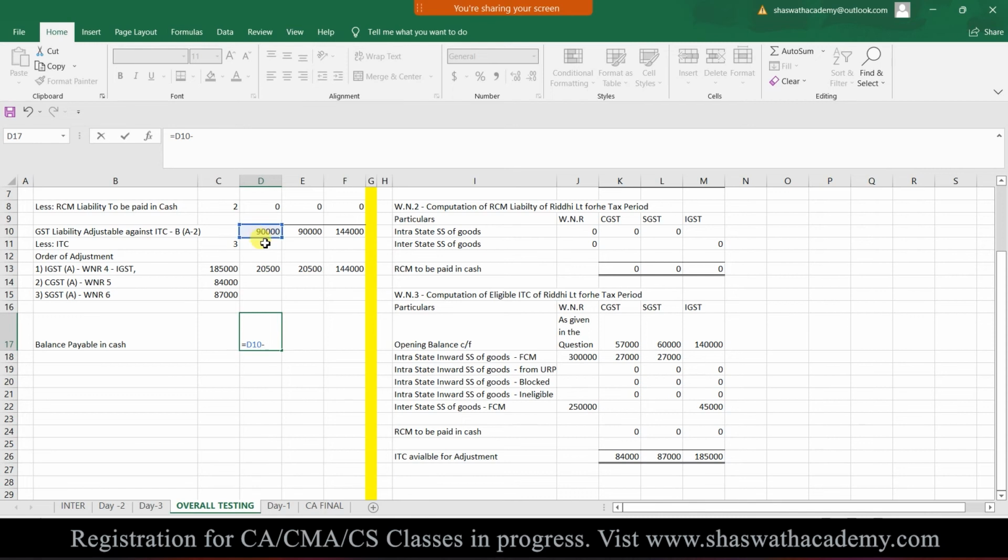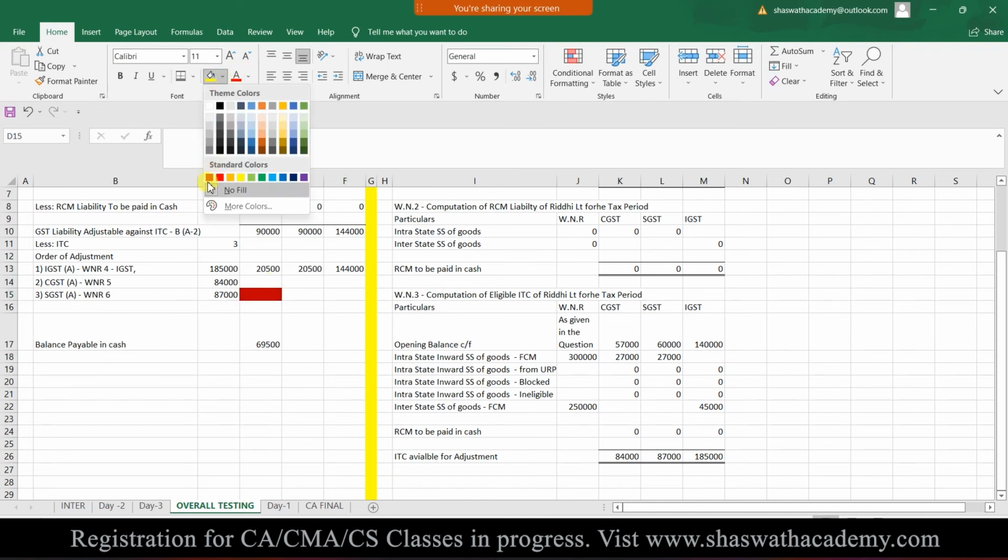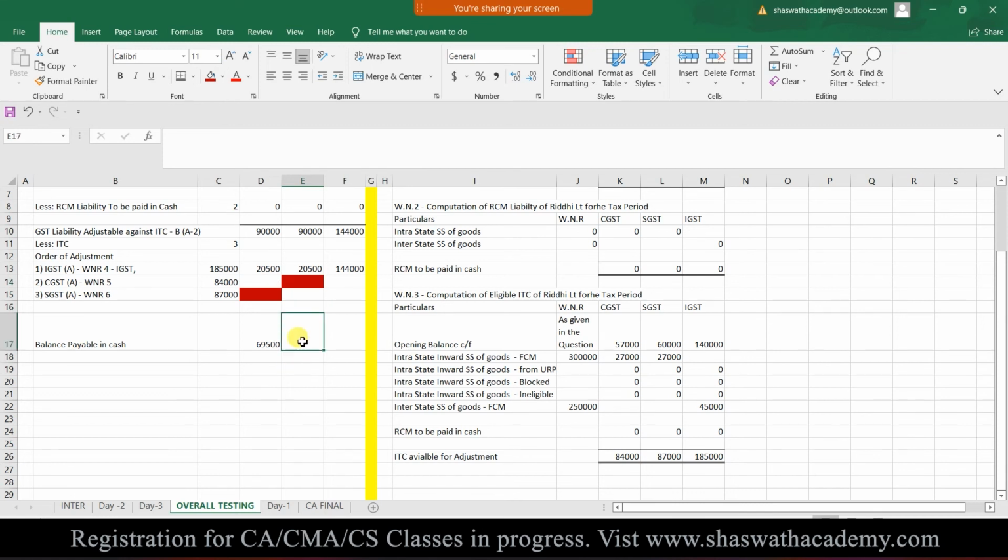This is my total liability, of which I'll reduce this. Of this I'll reduce this. Of course, CGST will not be allowed. So this is blocked forever. I cannot have CGST and SGST inter-utilization. So I'm blocking these two places. Barring that, all other places I can utilize. So I will end up paying 69,500. So I can still pay 69,500 over here. The balance payable will be 0. Already the IGST liability is 0.